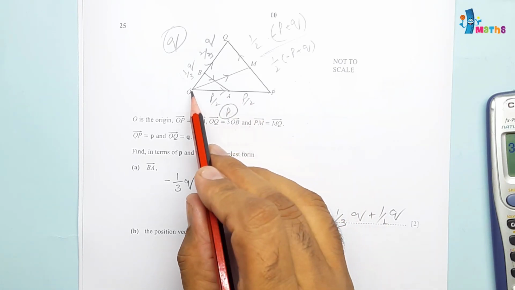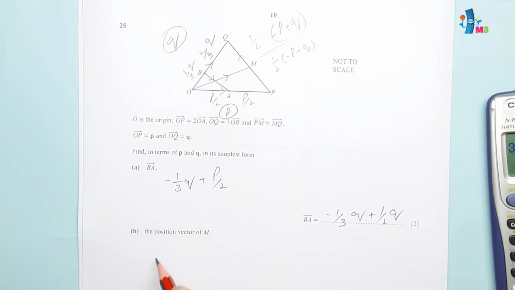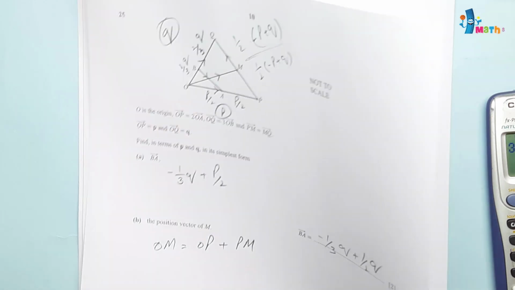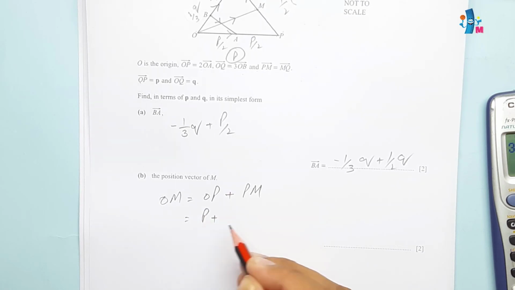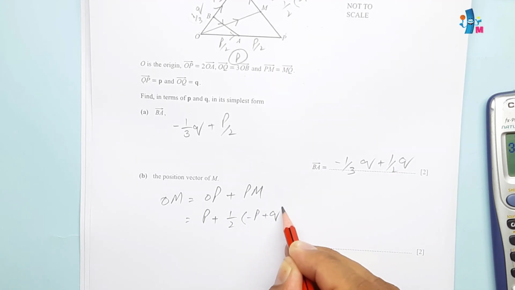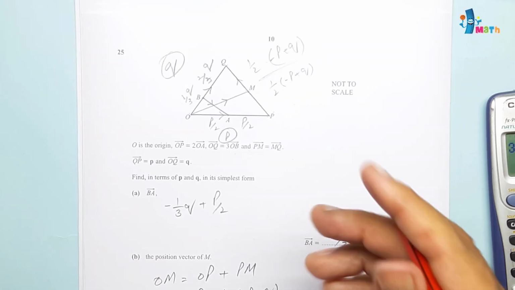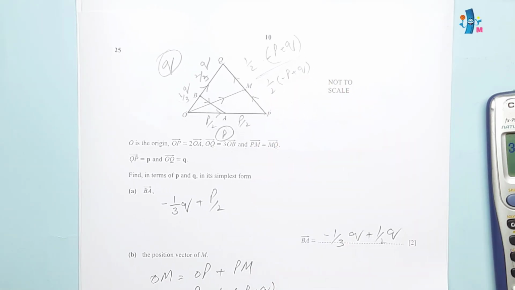Now we are in a position to take this route. O to P is P. We can write OM is equal to OP plus PM. This is what we can write as a step. And OM is equal to OP, which is P, and PM is 1 by 2 into minus P plus Q, and this is this direction PM, which is this one. So I have written this.